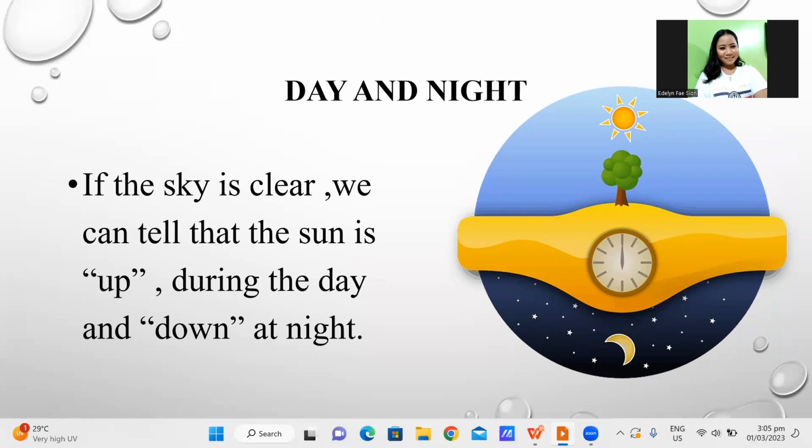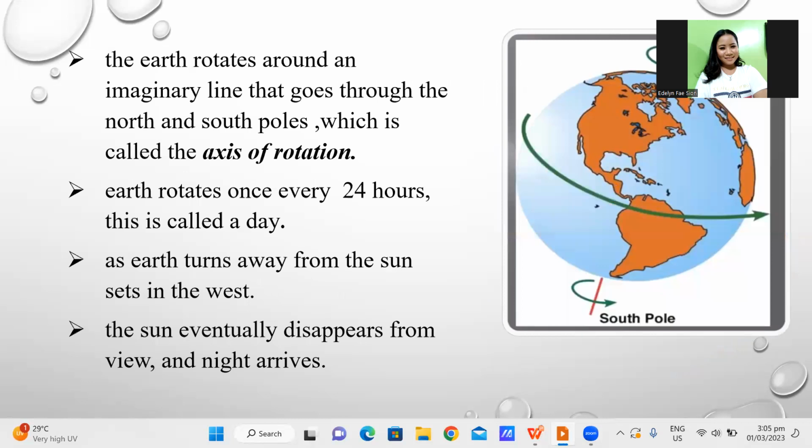So in day and night, di ba obvious naman sa atin yung pagbabago ng sky, di ba? Yung half ng araw ay maliwanag, tapos yung half ay madilim. So, if the sky is clear, we can tell that the sun is up during the day. Tapos kapag naman bumaba, ito yung night.